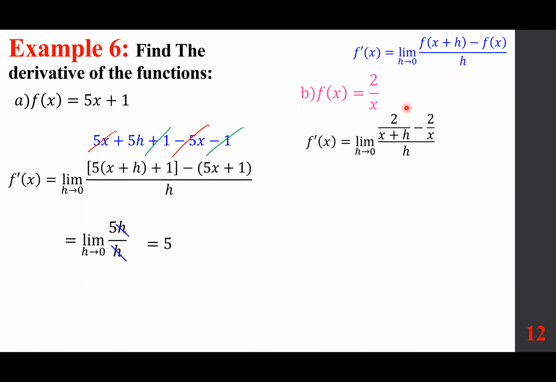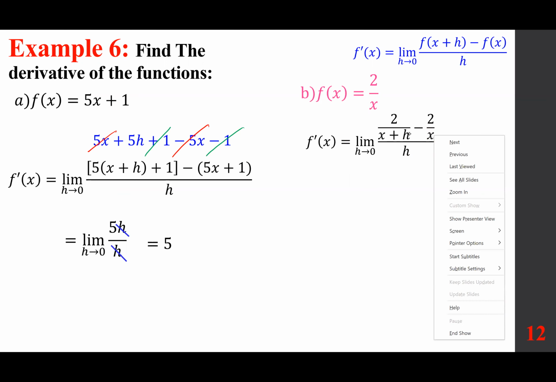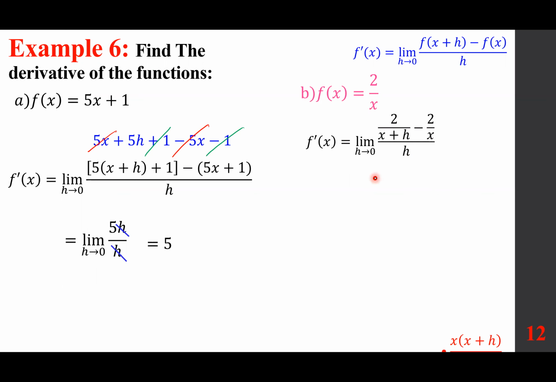Look at the numerator, it has 2 fractions, right? What is the LCD for those? The least common denominator. Hx. No, it's x times x plus h. x times x plus h. The LCD, the least common denominator, is the product of the denominators, class. Okay.